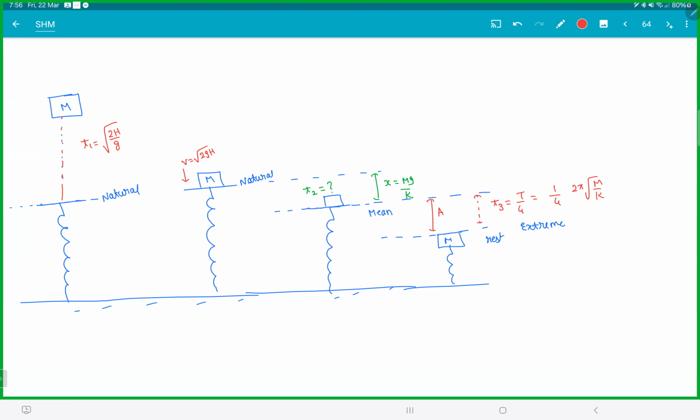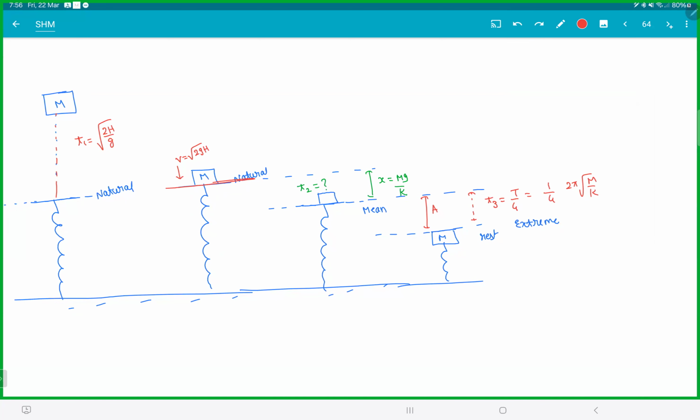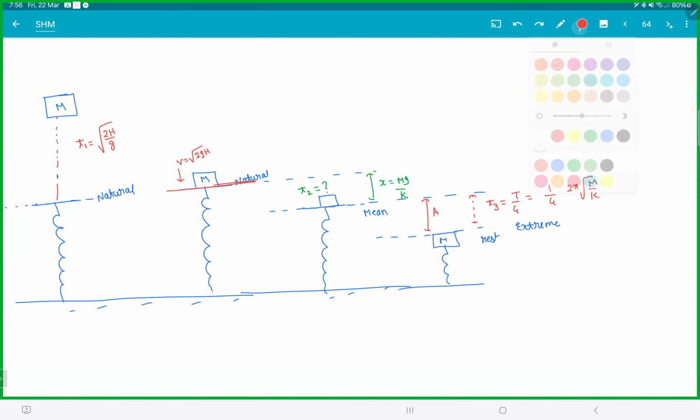Are you getting the problem? Most of you messed up this part. You thought this natural length is the mean position and you took this time as T by 2, isn't it? So the total time period for this motion will be t1 plus t2 plus t3, 2 times. Now here I know t1, I know t3, I don't know t2. T2 is the catch.